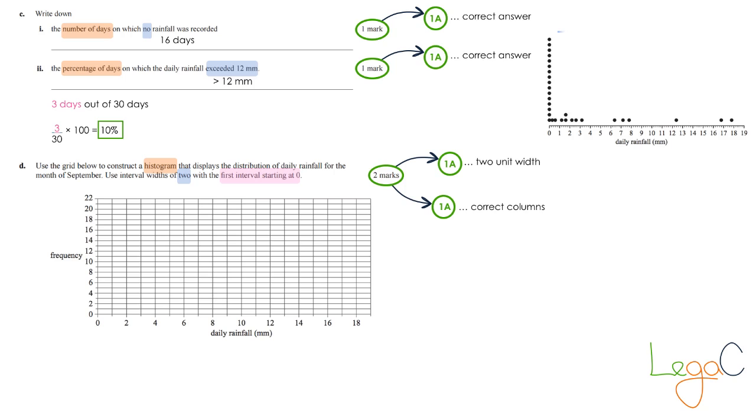Make sure that you read this question properly. So, interval widths of 2. First of all, we start between 0 and 2. We count the number of dots. There are 21 dots, so 21 days. Next, we look at the interval 2 to 4. There are 3 dots, which means there are 3 days. So now we can draw this column as well.